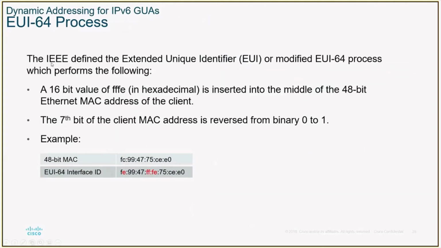So EUI-64 is from the IEEE, and it's the Extended Unique Identifier. And of course, it's 64 bits long. A 16-bit value of FFFE is inserted in the middle of the MAC address. So basically you get the first 24 bits of the MAC address, then that FFFE, and then the last 24 bits of the MAC address. The 7th bit of the client MAC address is reversed from binary 0 to binary 1, and away you roll.